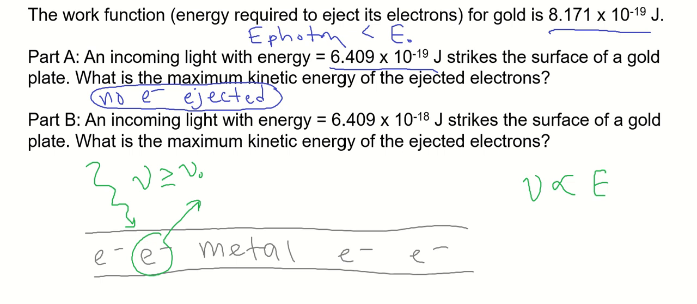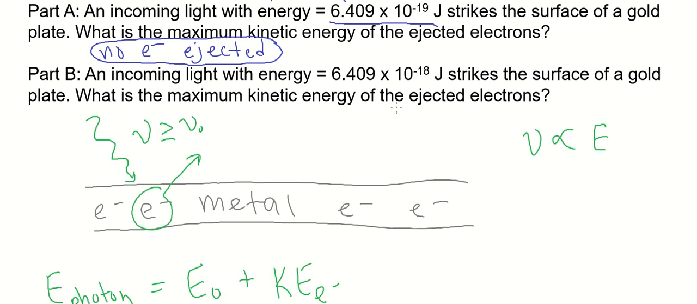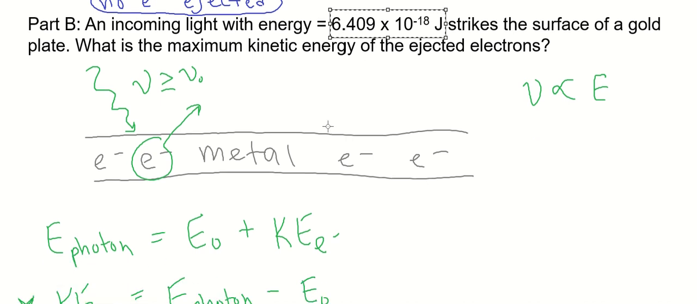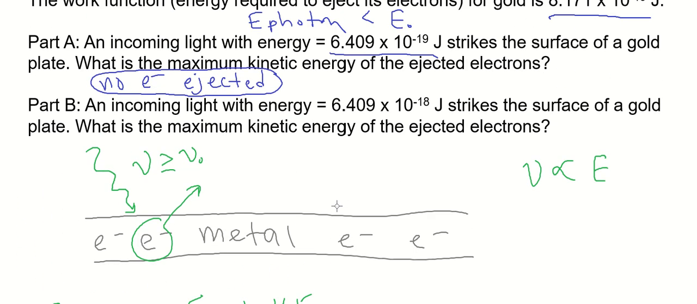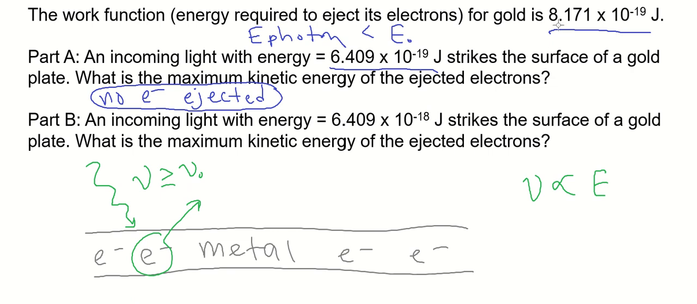Now part B, the incoming light has more energy. This time it's going to be more than enough because it's one order of magnitude of 10 greater. So now we can use this formula. So let me just copy. All right, so there's the energy of the incoming light. So put that right there, energy of the photon. And then the threshold energy, also known as the work function, for gold, is right there.